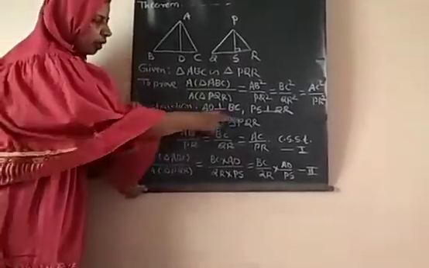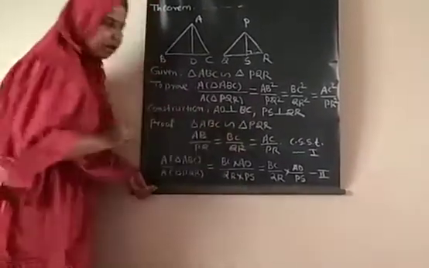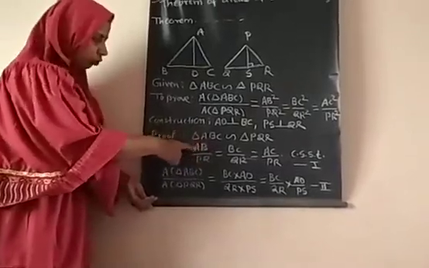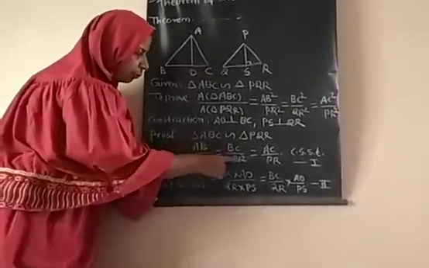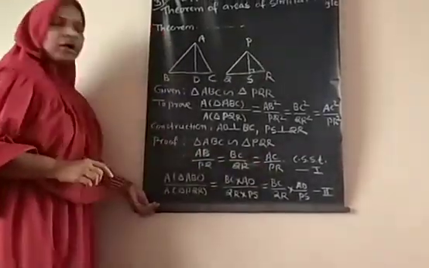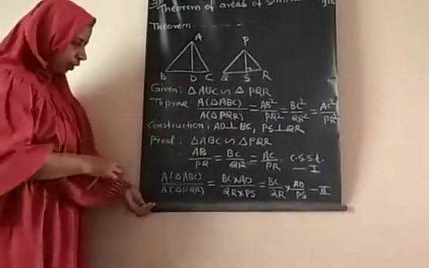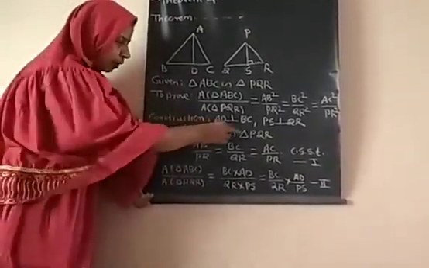Areas of two similar triangles are given. Therefore, triangle ABC is similar to triangle PQR. This is given. Since the triangles are similar, their sides are proportional. AB upon PQ is equal to BC upon QR, equal to AC upon PR. This is equation number 1.